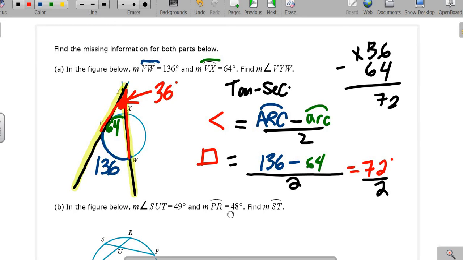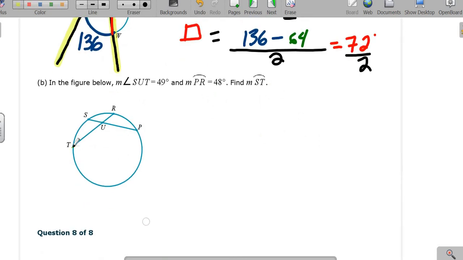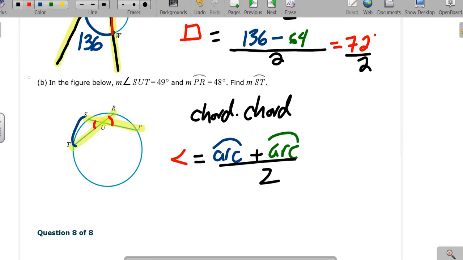Circle, plug, chug. Once again, down here, taking a look. Identify the kind of angle that is. That is a chord. So we take here, this is going to be angle equals arc plus arc over 2. Circle, plug, chug. Let's see what we have.